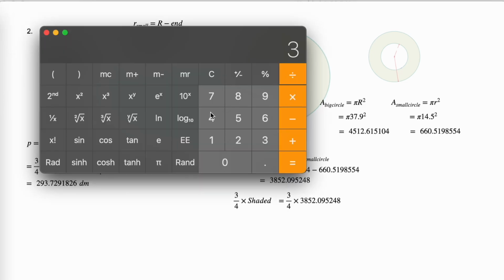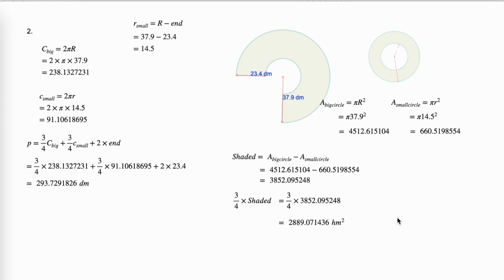3/4, 3 divided by 4, times, now that's 0.75, right? Times 3852.095248. And that gives us 2,889.071436 hectometers squared. And that's it for question number 2.